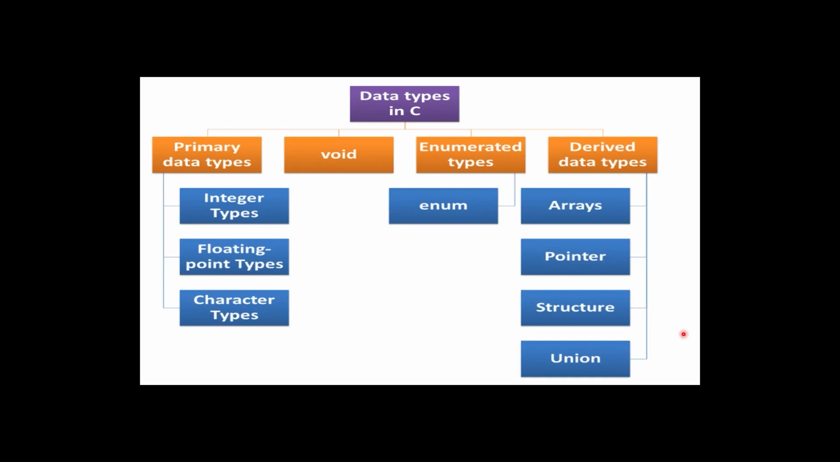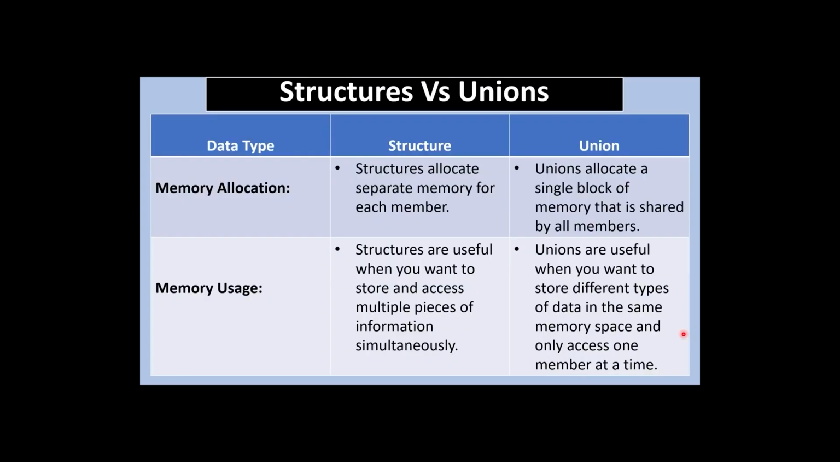For the time being, we understand that structures and unions are derived data types. So let's dig deeper and try to understand more about them. First, I will show you a slide which shows the difference between structures and unions. As you can see here, structures allocate memory separately for each member, and unions allocate a single block of memory that is shared by all members.